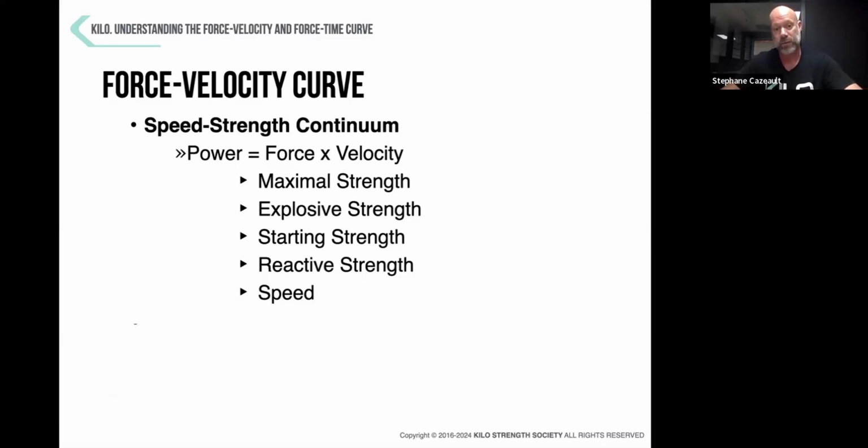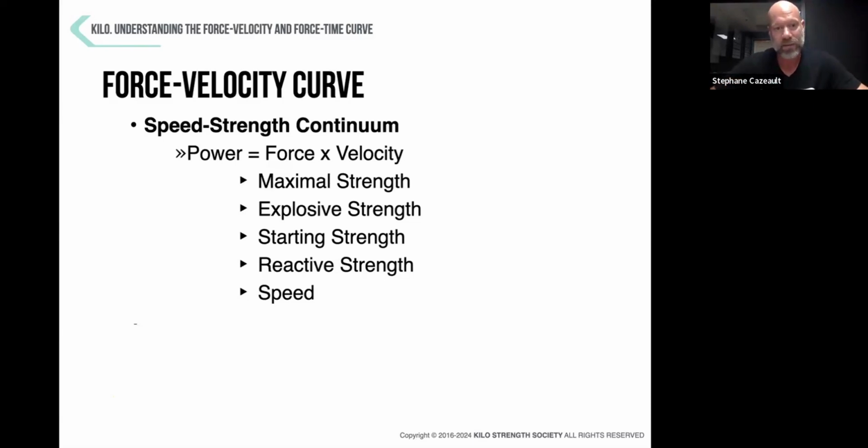We have starting strength, which is lighter than explosive strength, but faster than explosive strength. Then we have reactive strength, lighter than starting strength, but faster than starting strength. And then finally, we have pure speed, which would be like sprinting, which would be your fastest modality. But this is a continuum.